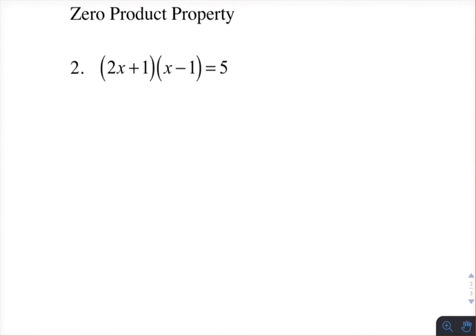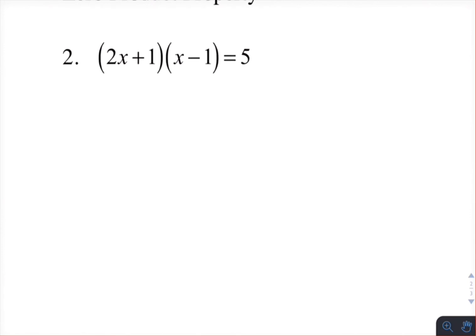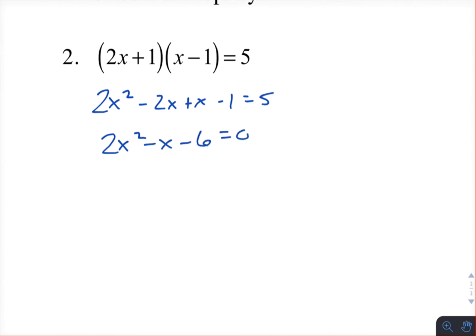Over here we're going to use the zero product property, but we first have to FOIL these out. And then we're going to factor this so that we can use the zero product property. So we know that we need a 2x and an x, and then I can put a negative 2 here and a positive 3 here.